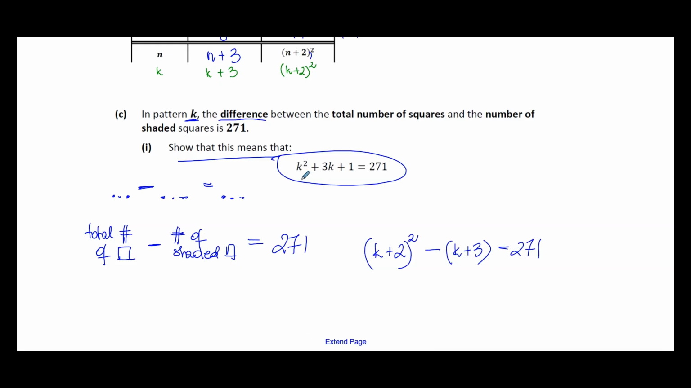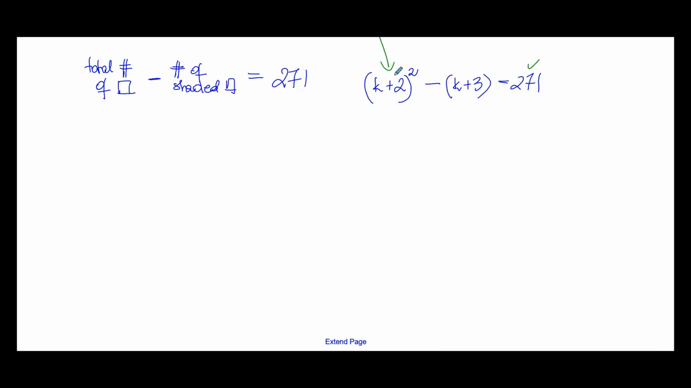Well, this is where I'm going with my calculation. What's the difference between what I should have and what they have? Well, 271, we have the same. The difference is here, I have brackets, they don't have brackets. So that's what I need to do next. I need to deal with those brackets. How do I take a bracket to the power of 2?